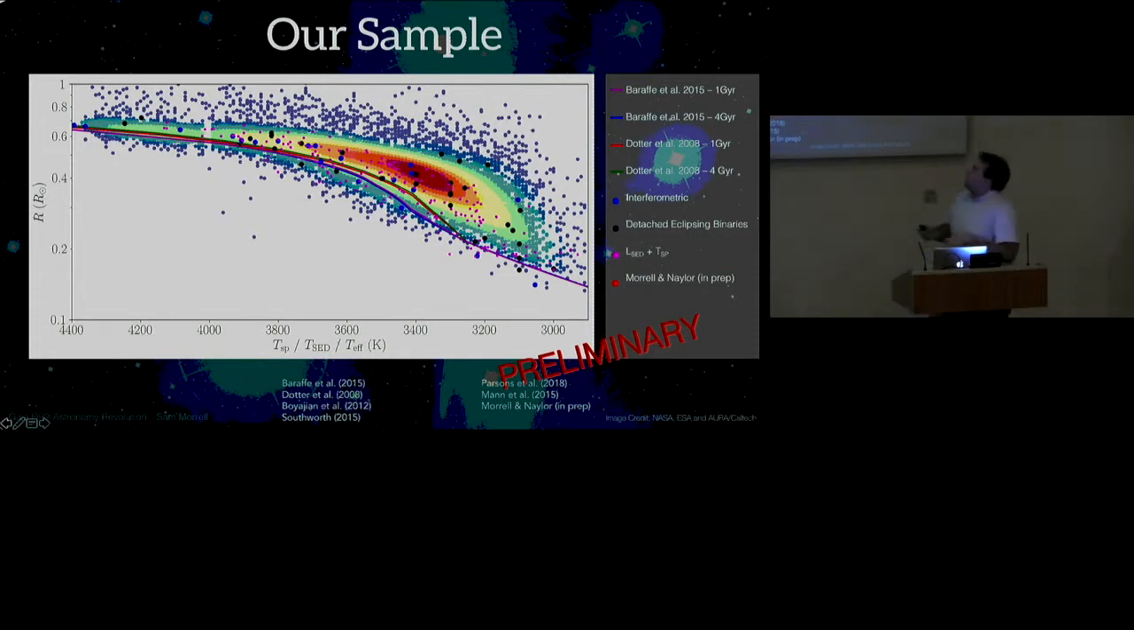But what we can see here is immediately some really interesting things. First off, we notice that the detached eclipsing binaries here do actually appear to not be overinflated compared to the majority of stars in this plot.